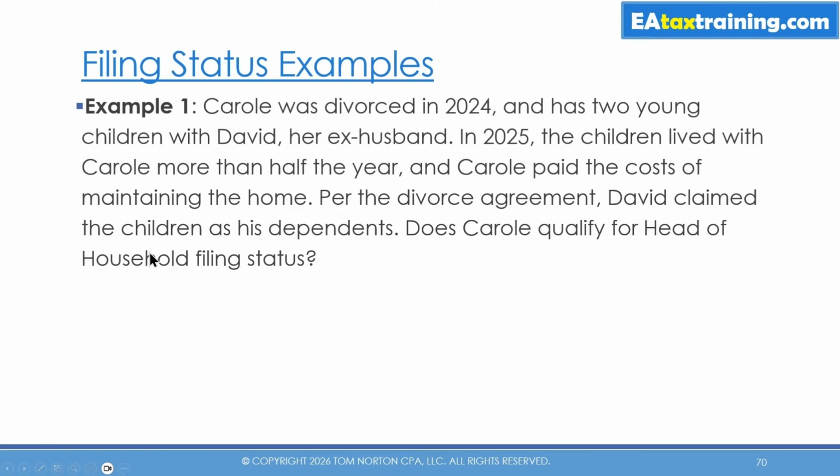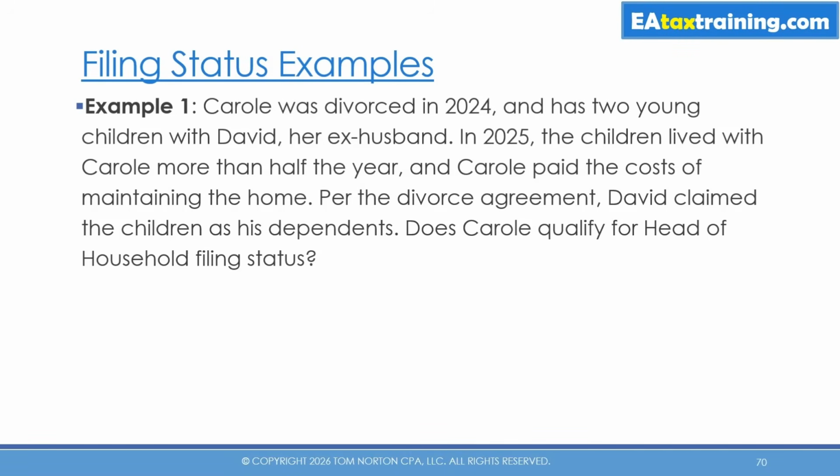First example, Carol was divorced in 2024 and has two young children with David, her ex-husband. In 2025, the children lived with Carol for more than half the year, and she paid the costs of maintaining the home. Per the divorce agreement, though, David claimed the children as his dependents. Does Carol qualify for head of household filing status?